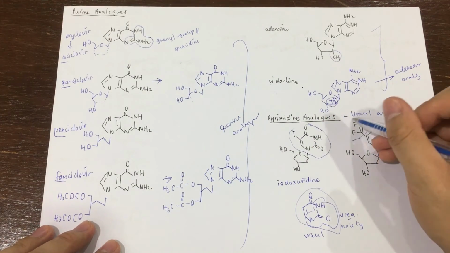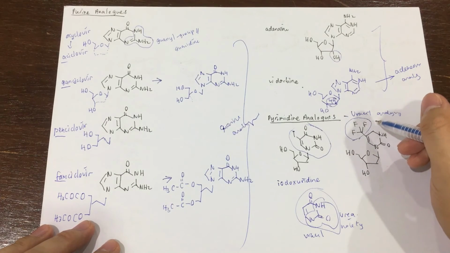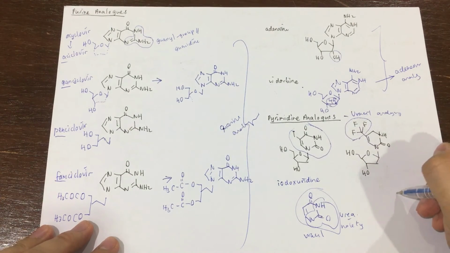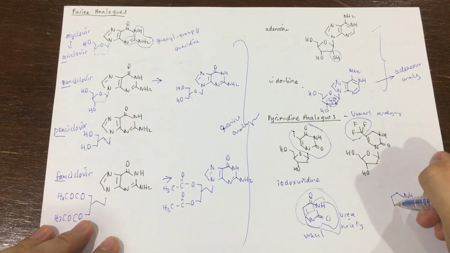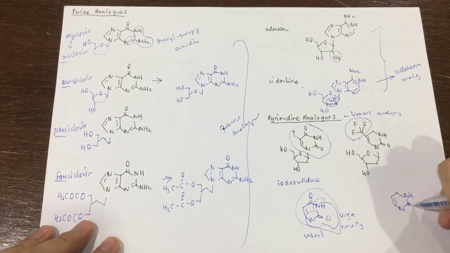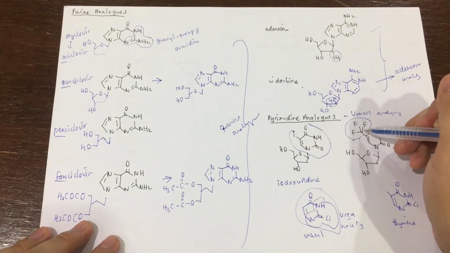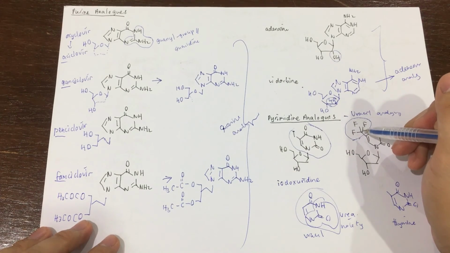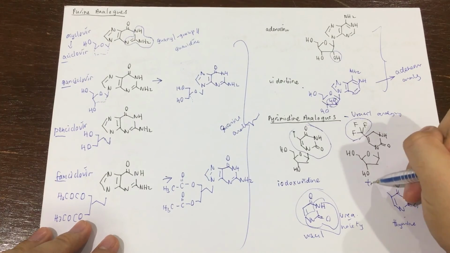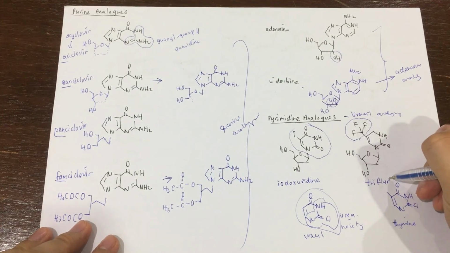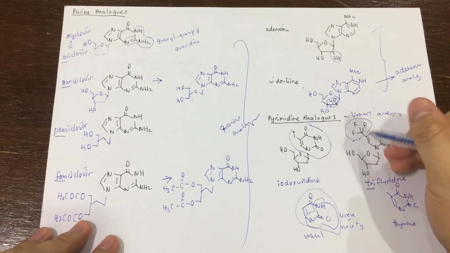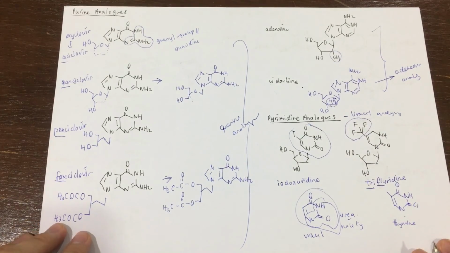Of course, you can realize this whole group is an addition. Okay, or since thymine is basically methyl uracil. This is the thymine structure. We can call this a thymine derivative as well. However, the name of it is trifluridine. Trifluridine, right?